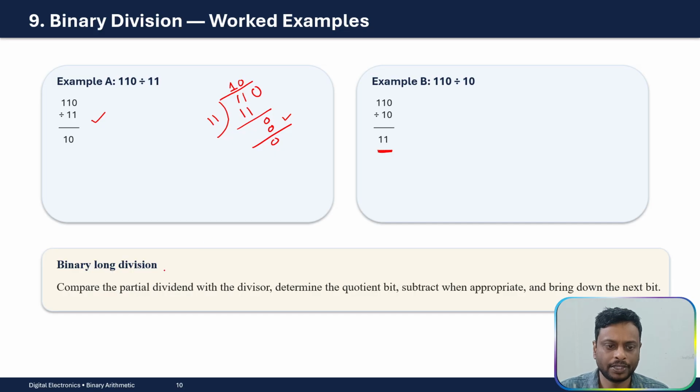So binary long division: compare the partial dividend with the divisor, determine the quotient bit, subtract when appropriate, and bring down the next bit.